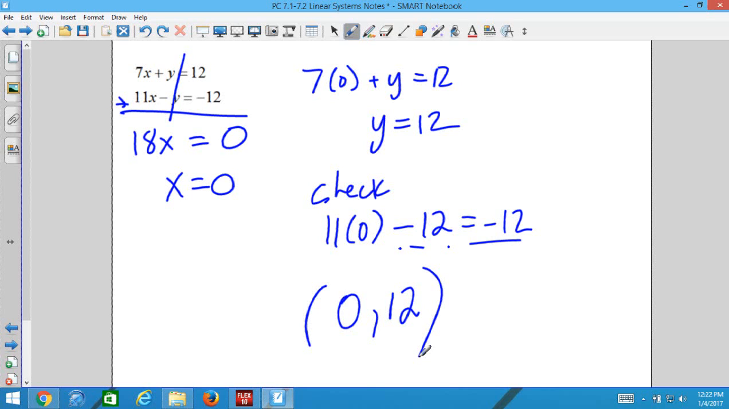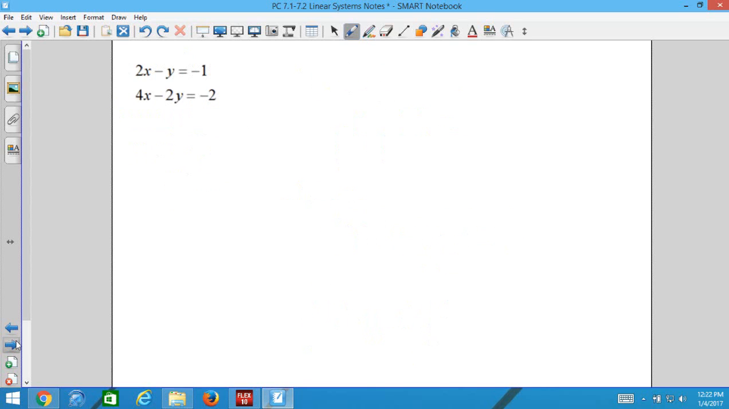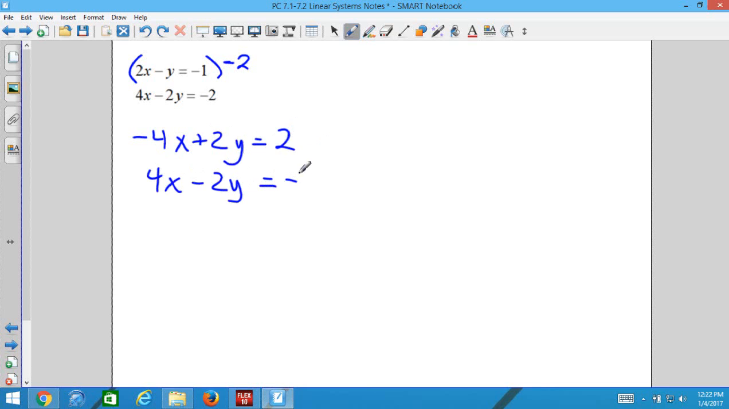Last one. You can do elimination or substitution. I like elimination, so I'm doing elimination. I'm going to multiply the top one by -2. When I add it all up, I get 0 equals 0. So I cannot solve for a variable because they all cancel out. But 0 does equal 0.